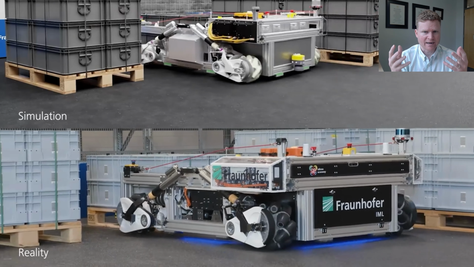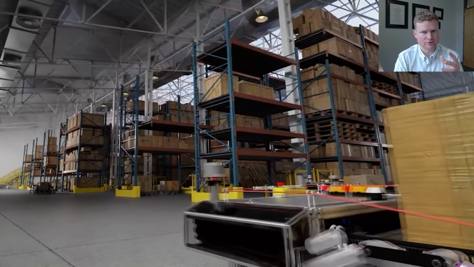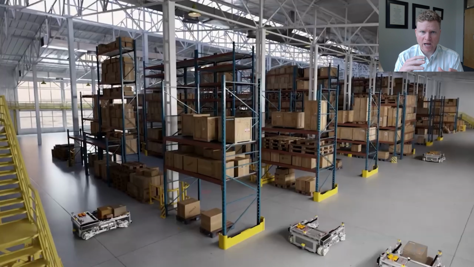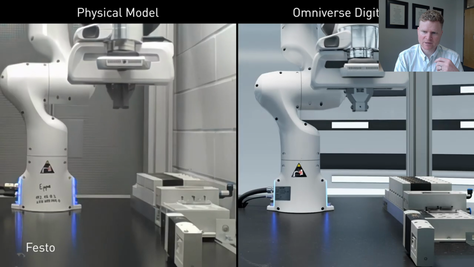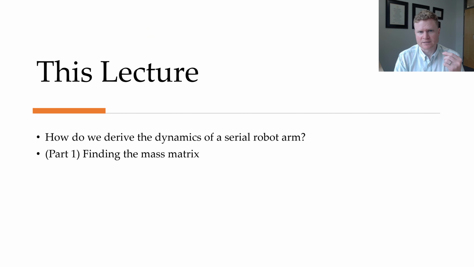But to do that, I need to understand dynamics. I need to understand how the forces and torques I apply with these robots will cause the robots to move around and interact with the world. And so that's what we're going to be talking about in today's lecture, how we can derive the dynamics for a serial robot arm. Specifically, I want to talk about the first part of that, which is the mass matrix.